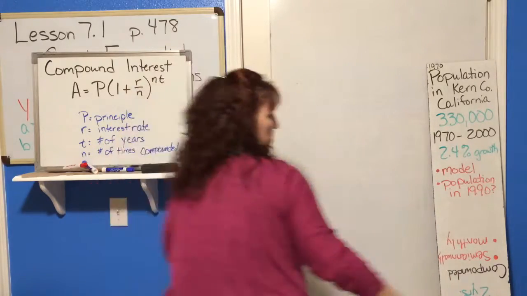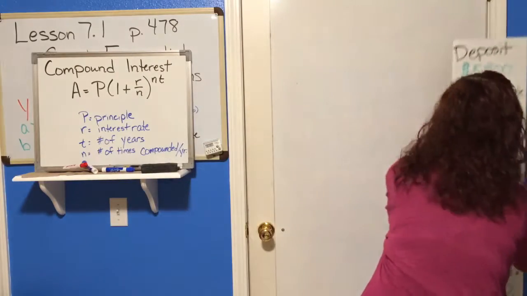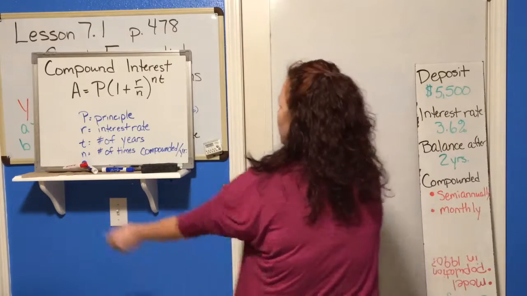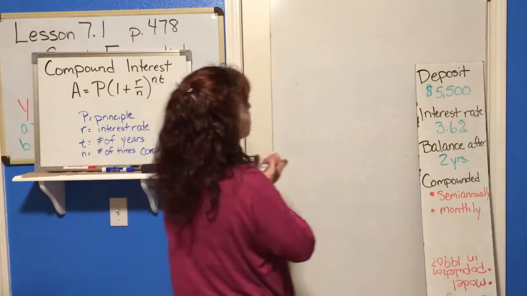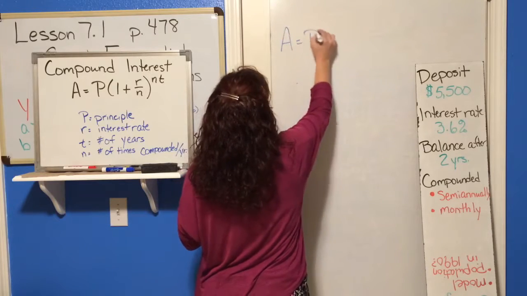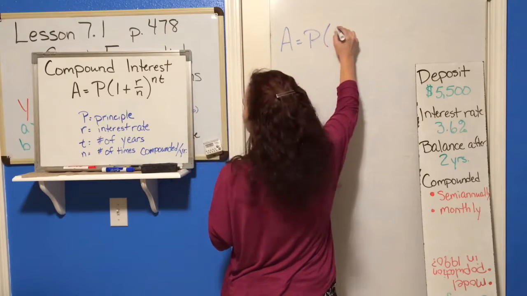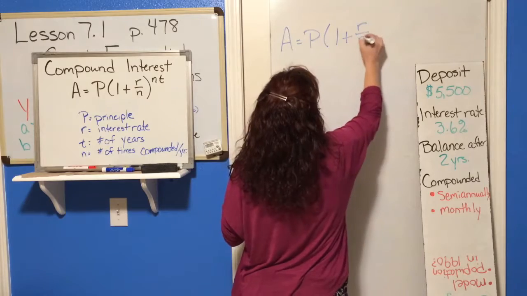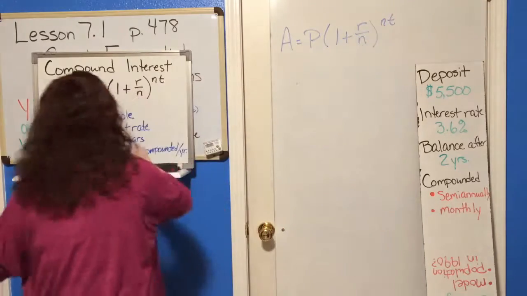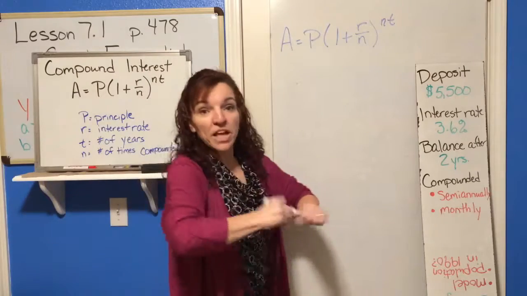So let's do one. All right, so get our equation. A equals P times (1 plus R over N) to the NT power. So once you know that formula, now we just plug in the amounts.